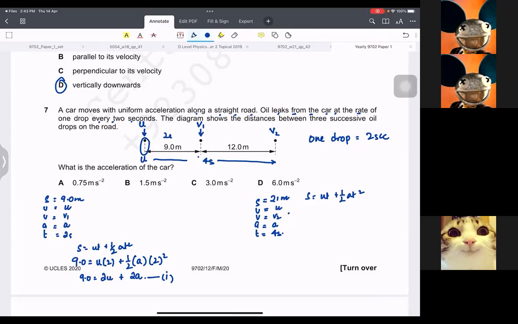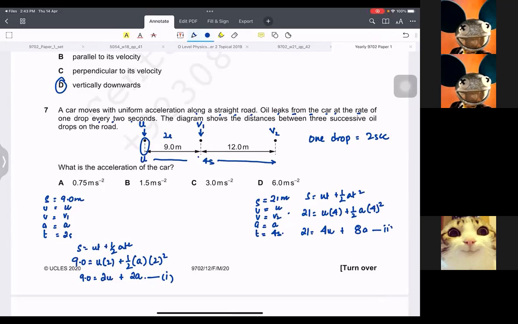And then I'm going to write 21. This is going to be u times 4 plus half a times 4 squared. Now 21 = 4u + 8a. Now this is my second equation.